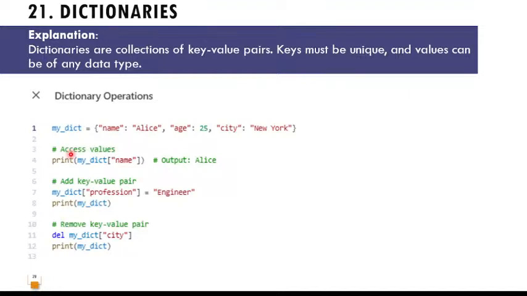So print my dictionary name. When I type this, it will give me the name of that particular person, which is Alice. Output is Alice. Now add key-value pair. So my dictionary profession is equal to engineering. So we are adding my dictionary profession, which is engineering. That will be added in this list, and then we can print my dictionary. Remove key-value pair. So delete my dictionary city. So print my dictionary.